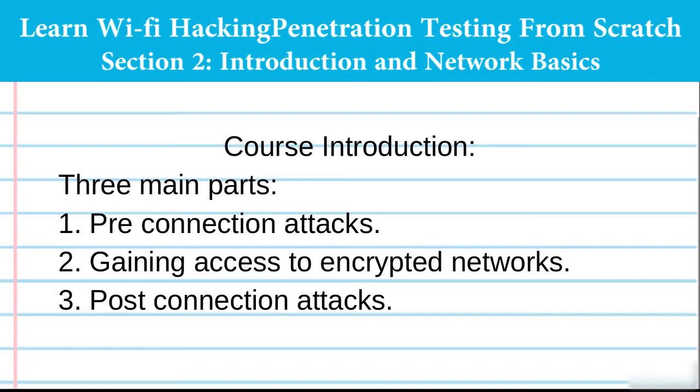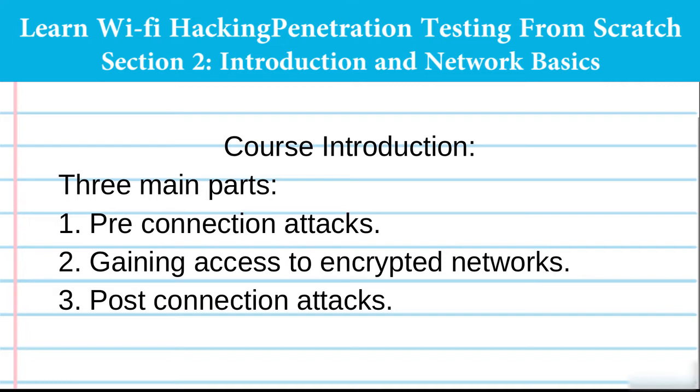The course is going to be divided into three main parts: pre-connection, gaining access, and post-connection. Each of those parts consists of a number of attacks and methods that you can use. Each attack or each method we're going to talk about, first of all, we're going to understand how it works theoretically, and then we're going to see how we can do this in practice. So we're going to have examples on real life labs and networks that I have here. I have them set up here for you.